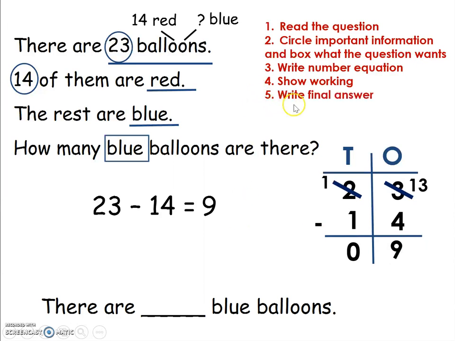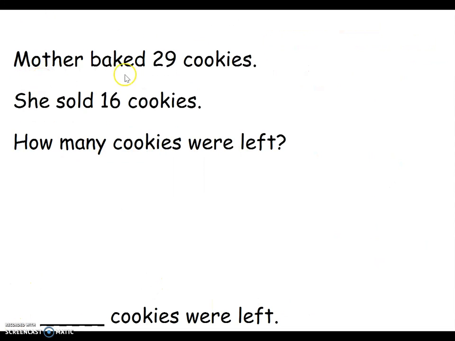Moving on to step 5, write final answer here. So I know there are 9 blue balloons. Look at the next example. Okay. Mother baked 29 cookies. She sold 16 cookies. How many cookies were left? Okay, so that's what I just did, right?